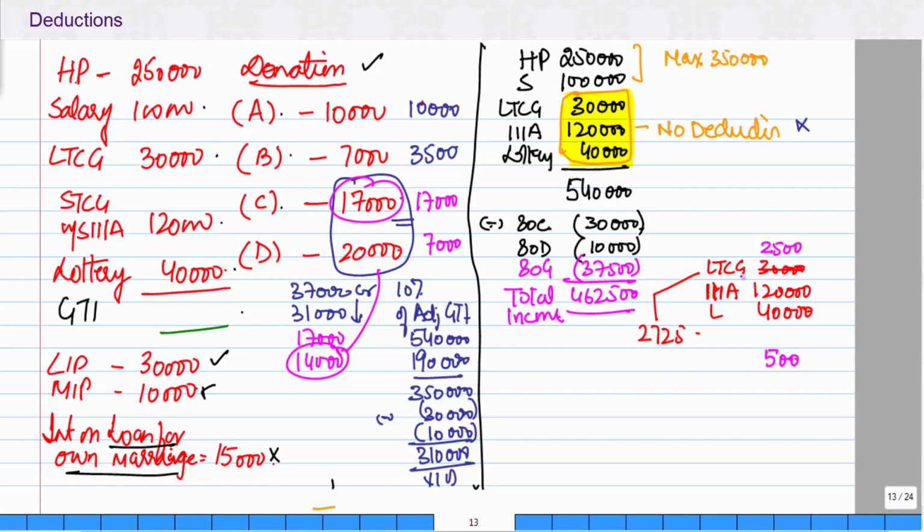1,20,000 into, again, 15% here is 18,000. And 40,000 into 30% is 12,000. So my tax comes to 30,500. But because the total income is less than 5 lakh, there is a rebate we know of under 87A, 2,000. So I get 28,500 plus 3%, and that will be my final tax. So hopefully this bunch of deductions of donations should be clear.